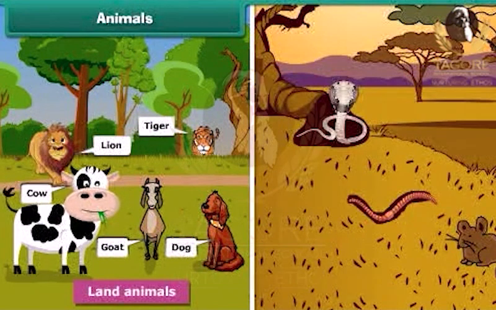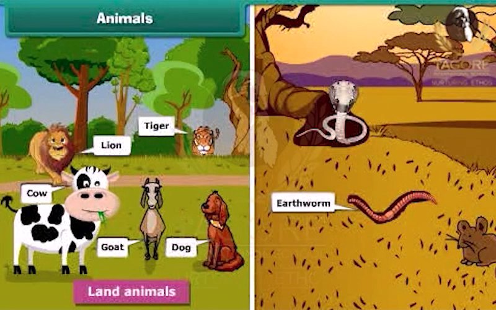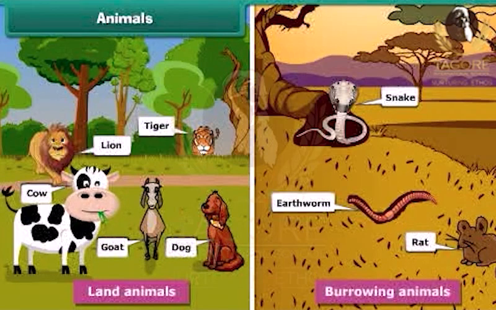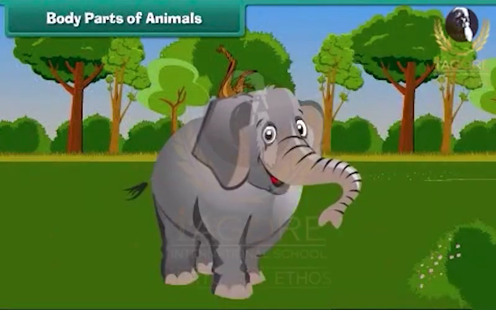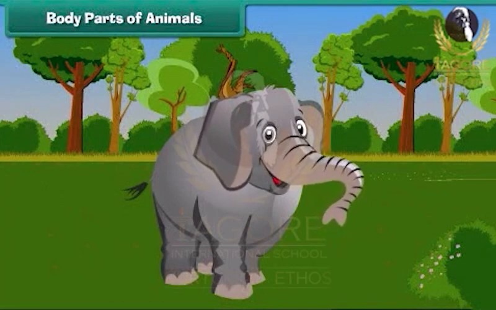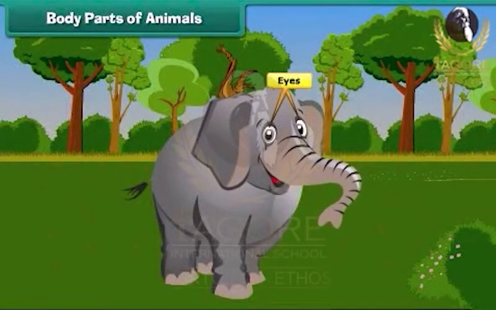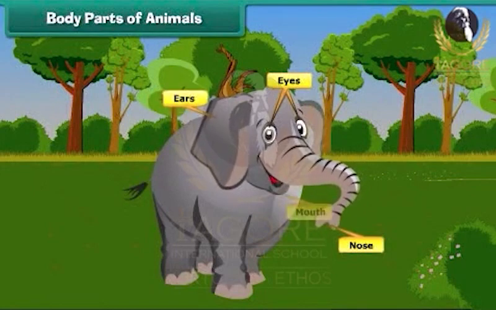You will be surprised to know that some land animals live under the ground in holes and burrows like earthworm, rat, and snake. These are also known as burrowing animals. Under land animals, the body is mainly divided into 4 parts: head, neck, trunk, and tail. The head bears eyes, nose, ears, and mouth.